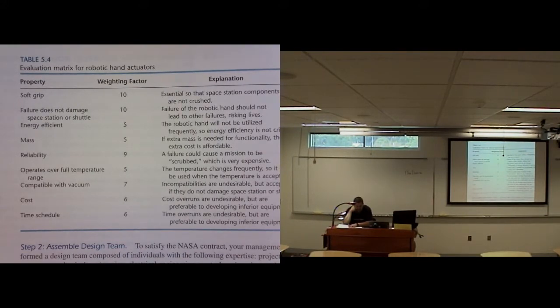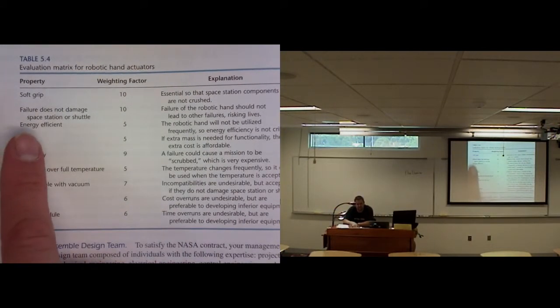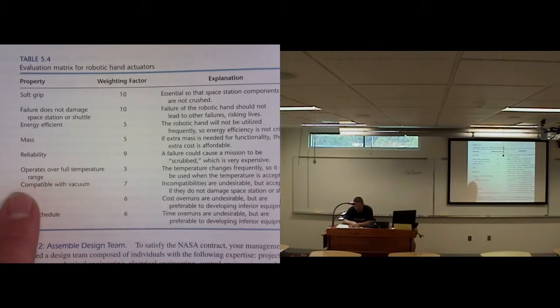Soft grip, that's really important. It's a 10 on the weighting factor. Failure does not damage space station or shuttle. So if it fails, there needs to be some kind of safety mechanism that doesn't make it break anything, right? It needs to be energy efficient, mass, reliability, full temperature range, compatible with vacuum, cost, time schedule.